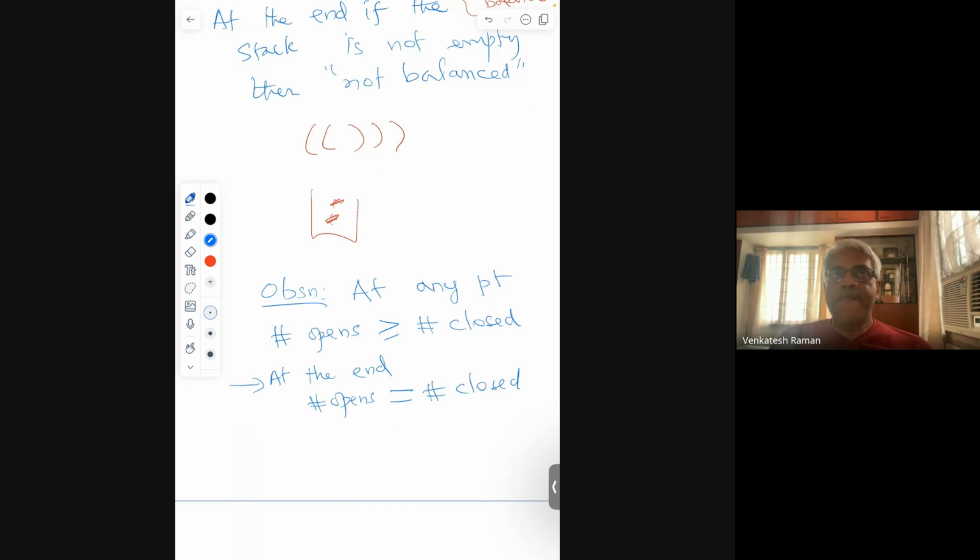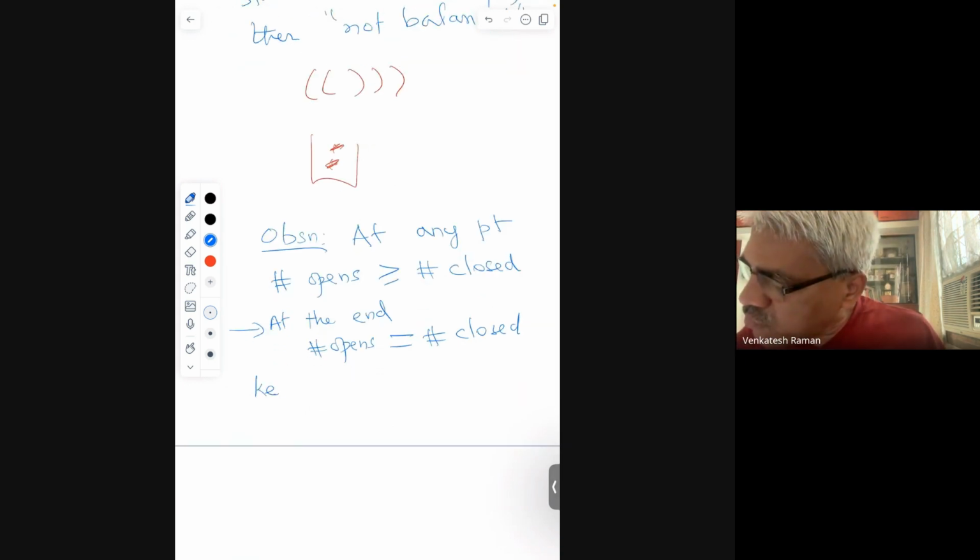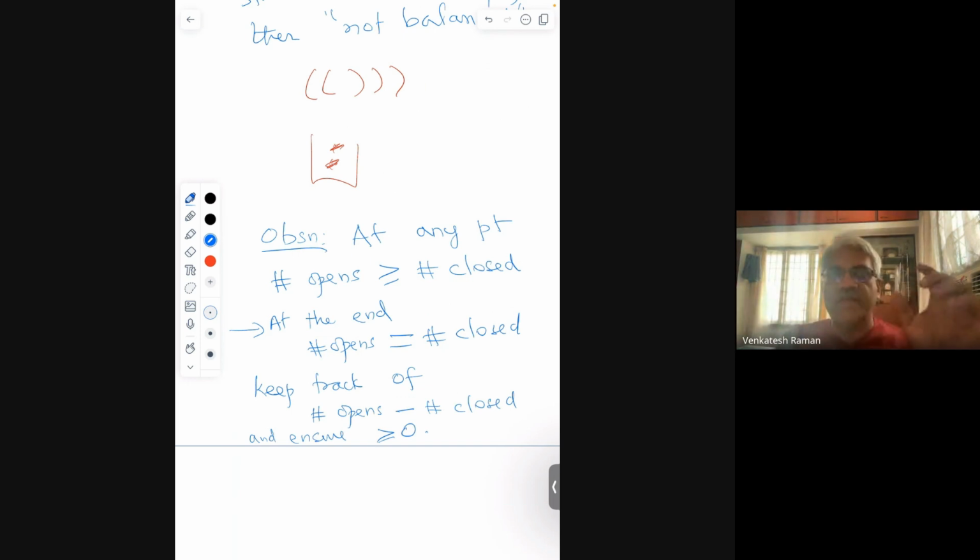So what you do is, you remember the difference, the number of opens minus the number of closed. Okay, so keep track of one number, and ensure it is greater than or equal to 0. So just like stacks, whenever you have an open bracket, you maintain one counter, just one counter, not even a stack.